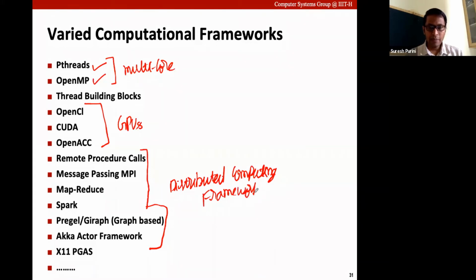So in a complex application, you may end up using pthreads in some code base, OpenMP in another, and then in order to use GPUs you may want to use CUDA, and then you may want to use MPI or remote procedure calls. So you may want to use a mixture of these computational frameworks in order to get the best performance for your application.